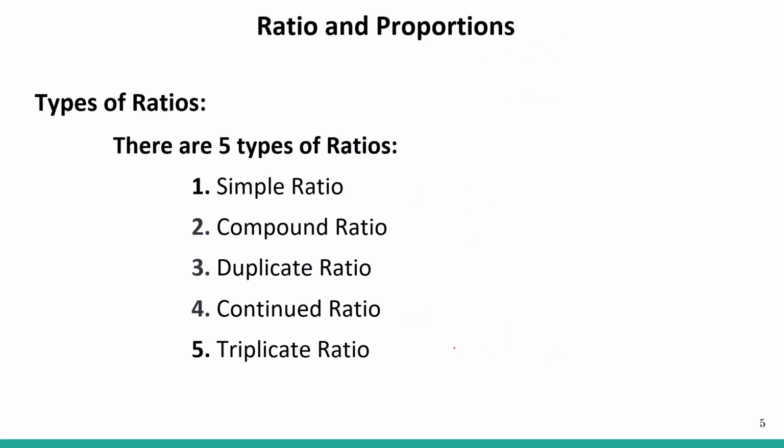So let's see the types of ratios. There are basically 5 types of ratios. The first one is simple ratio. Then comes the concept of compound ratio. Then we see what duplicate ratio is, then continued ratio and triplicate ratio. These are all important types of ratios. Let's see each of them in detail, see their significance, and how to use them to manipulate different numbers and get our answers.